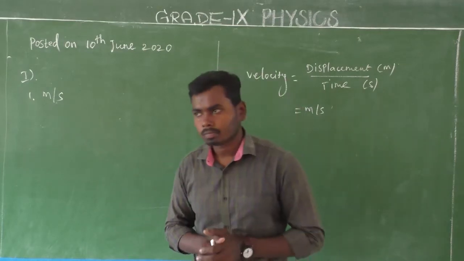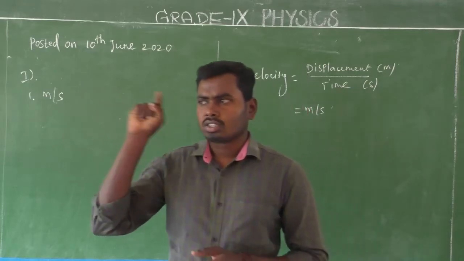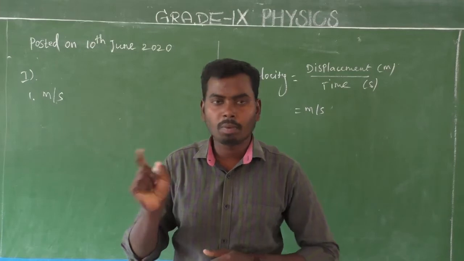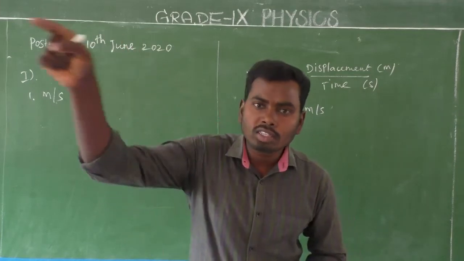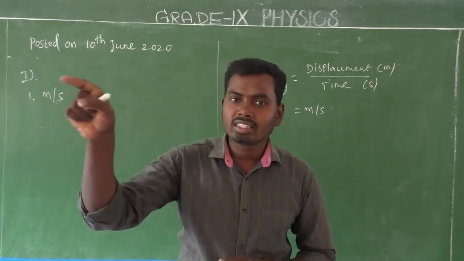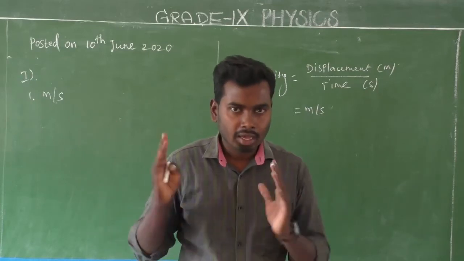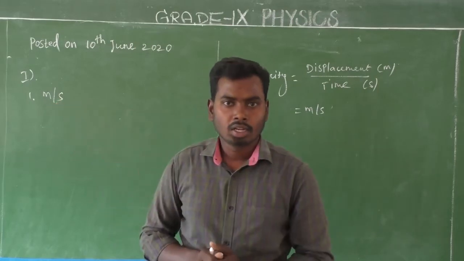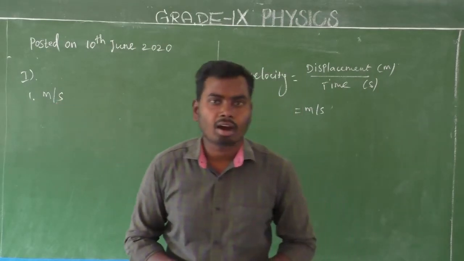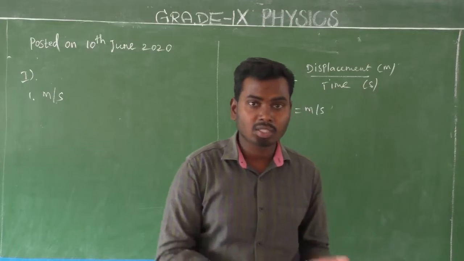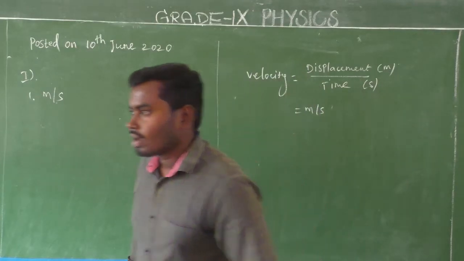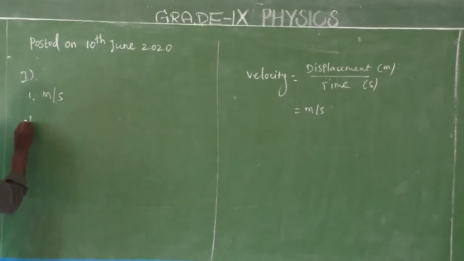For example, a train moves at the speed of 50 km per hour towards the east. That is velocity. Here magnitude is there as well as direction. Isn't it? So velocity is under the category of vector quantity because it has both magnitude as well as direction. What is the second answer? Velocity is a vector quantity.